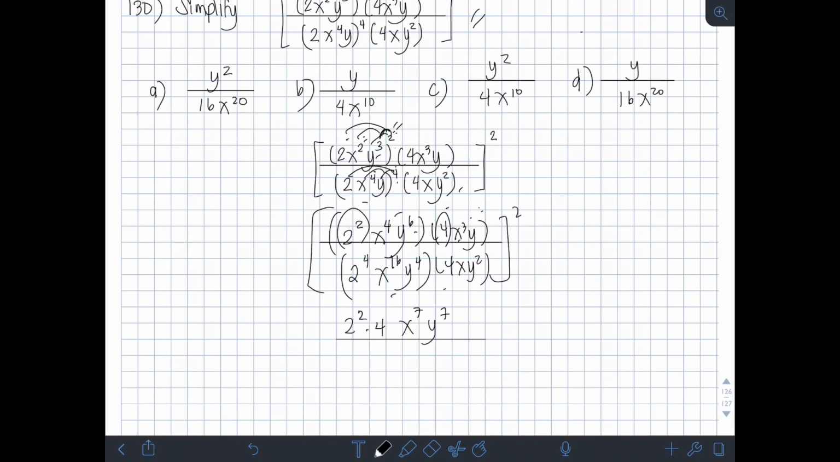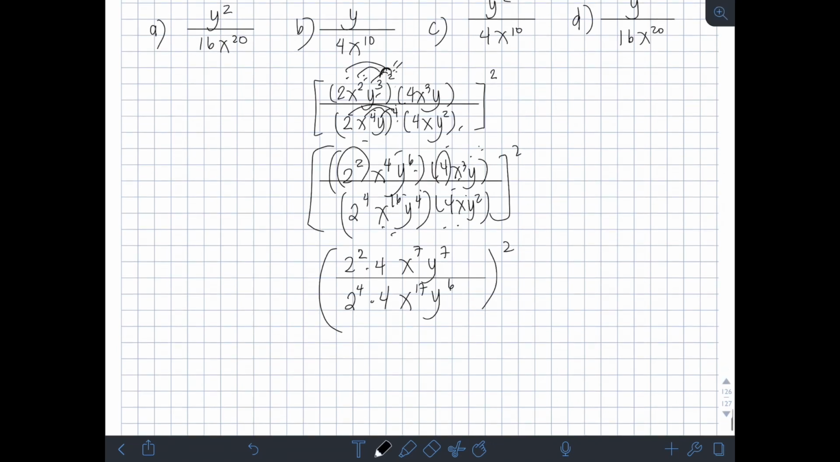Doing the same sa denominator. So, tabi ko muna yung constant. 2 to the 4, tsaka 4. Then sa x, x to the 16 times x is x to the 17, right? Then, y to the 4 times y squared is y to the 6. Then, squared.